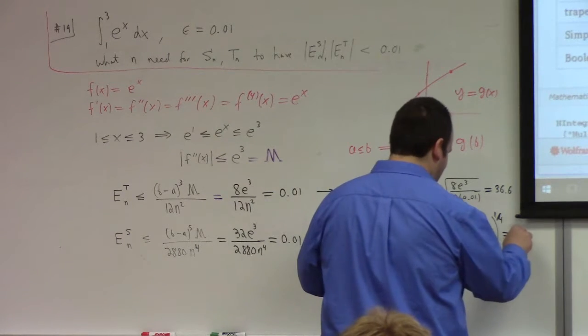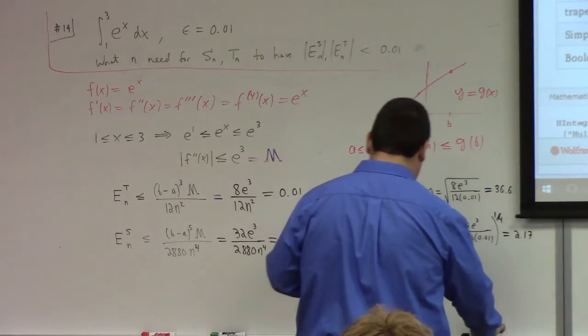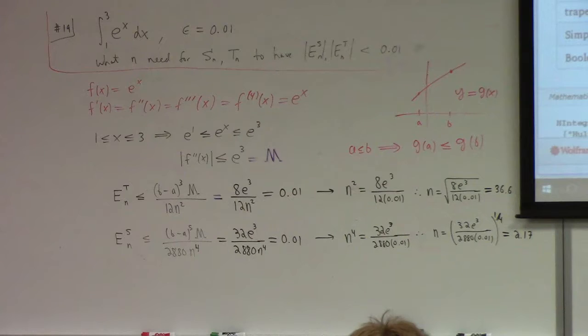Golly. So that suggests what? Of course, those are not the answers, right? Can you do Simpson's rule with 2.17 intervals? Can you do trapezoid rule with 36.6 intervals? No, what do you do? Round up. That's right. Go one more. So 3 for Simpson's rule, and the trapezoid rule with 37 should do it.